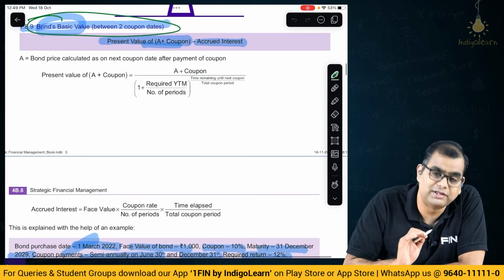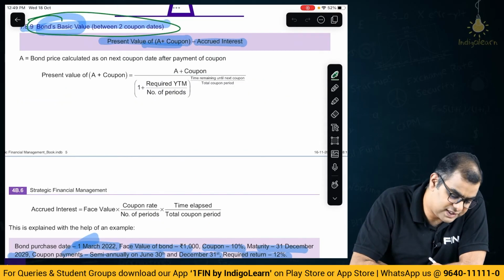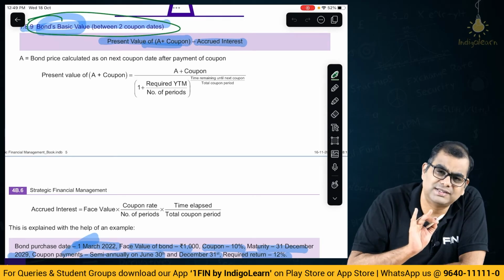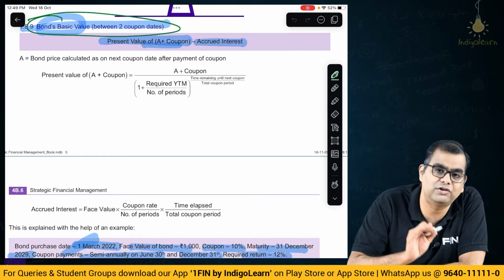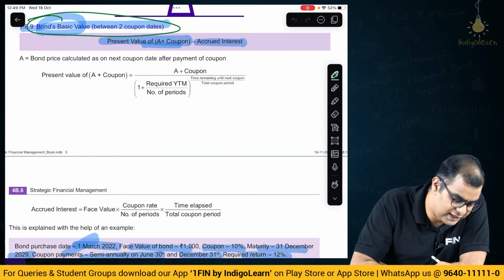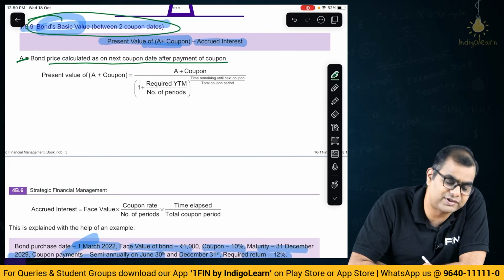Now the formula is you price the bond: present value of A plus coupon. What is this A again? Forget that A plus B, what I was discussing earlier. Just think of this formula as present value of A plus coupon. A is defined here. A is the bond price calculated on the next coupon date after the payment of coupon.